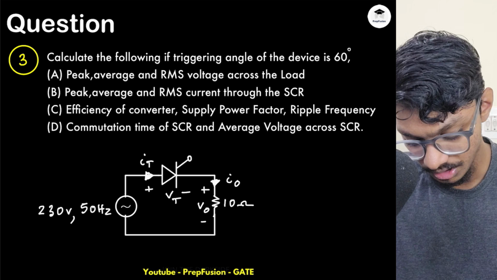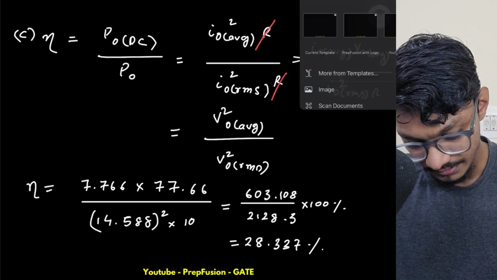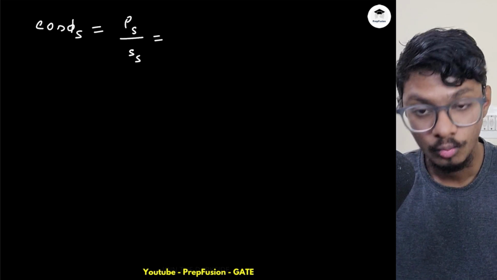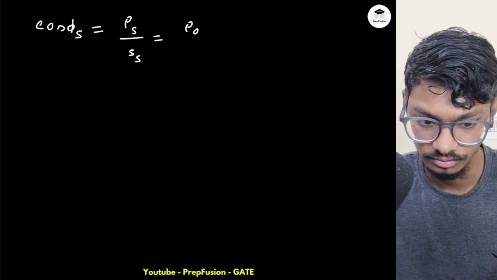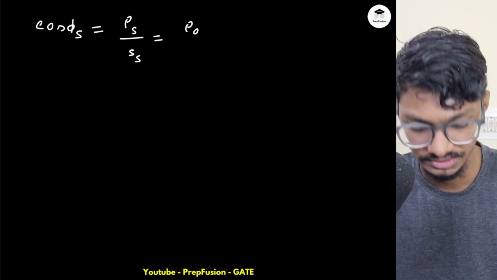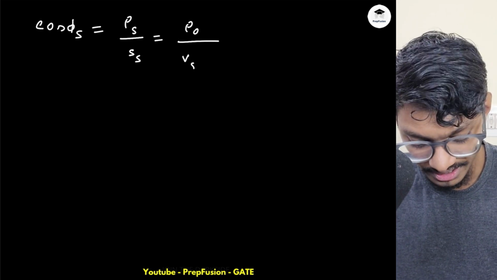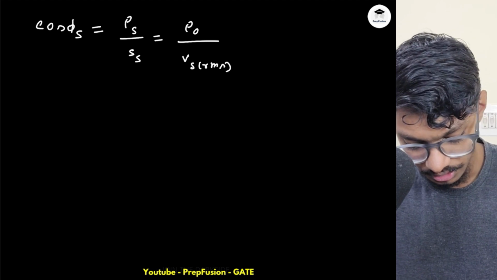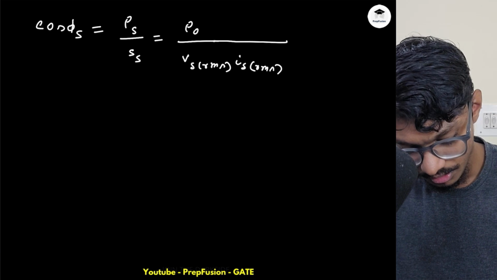Next, they want us to compute the supply power factor. What will be the supply power factor? Supply power factor, cos phi s, will be simply PS by SS. What is PS? PS is simply PO, because the rectifier has no losses. So whatever input power it gets, it totally delivers as output power, and it is SS. What is SS? It is VS RMS into IS RMS.